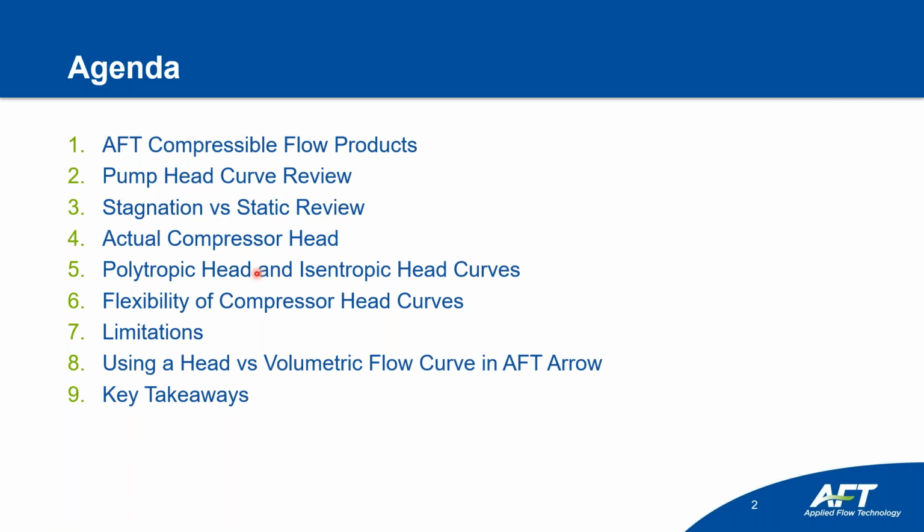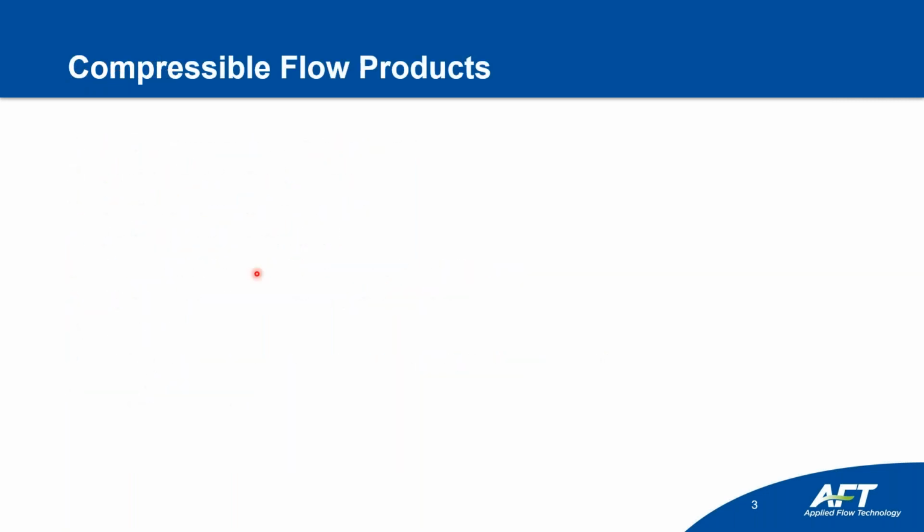And we'll actually start talking about those polytropic head and isentropic head curves that I'm sure plenty of you have seen from manufacturers. We'll talk about the flexibility of those curves and why they're the preferred way of modeling your compressor. Then some of the limitations of those. Then finally, we'll show how you can model your head versus volumetric flow curve in AFT Arrow and kind of review the key takeaways. So let's get into it.